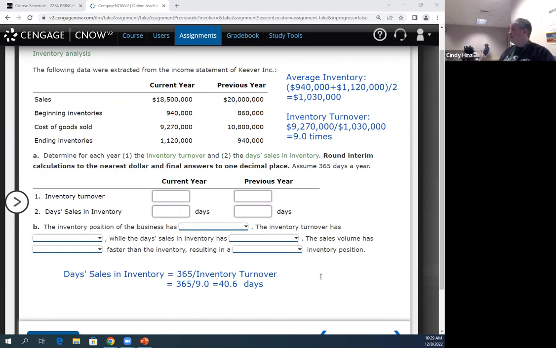Or another way of thinking about that is at any given time, on average, we have about 40.6 days' worth of inventory on hand. In other words, even if we didn't buy any new inventory, we could support our sales for 40.6 days. So all of those are valid ways of thinking about what that number means to us.